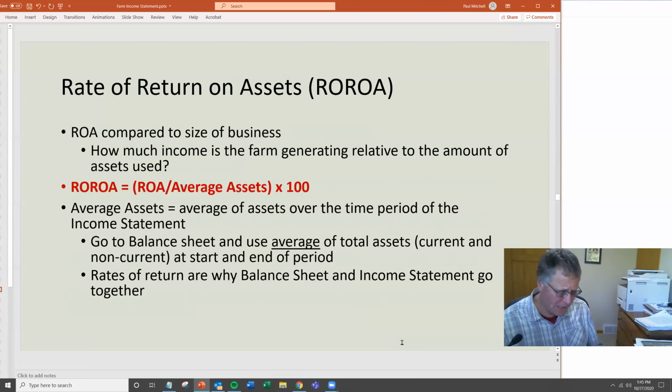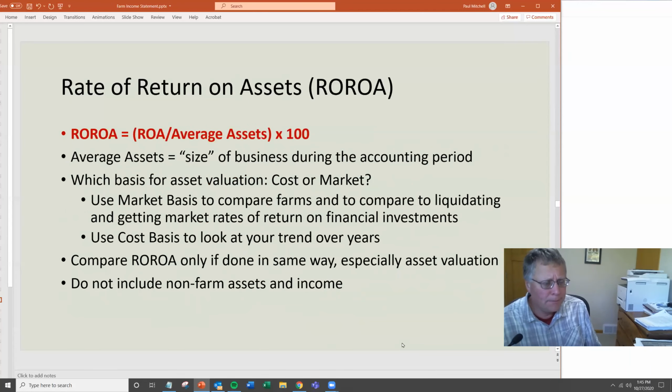And that's why you combine these two. Once you want to get these rates, that's why you combine the balance sheet with the income statement. Then you can calculate these rates of return. Then the other big question is, okay, we talked about on the balance sheet, which basis are you using? The cost basis or the market basis? You're going to get different answers for your rates of return on assets, depending on if you're using the cost basis or the market basis.